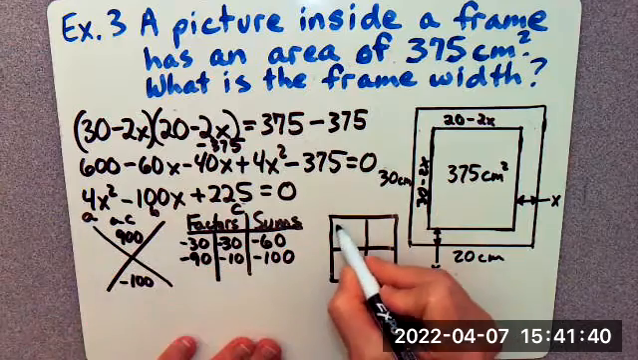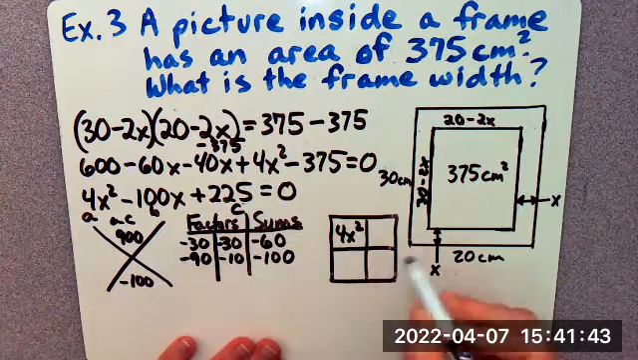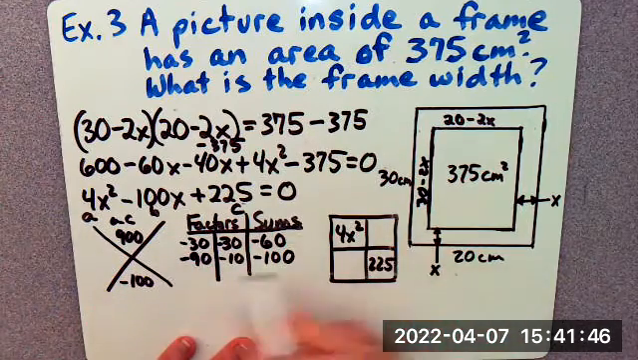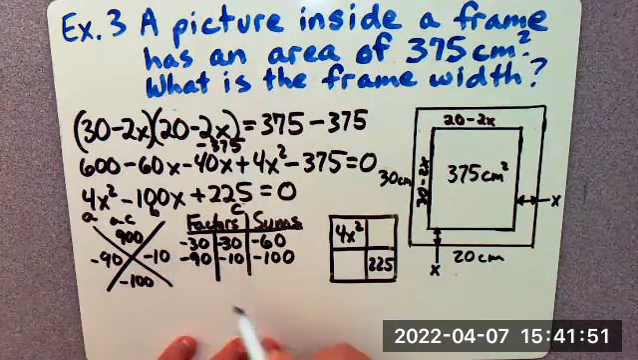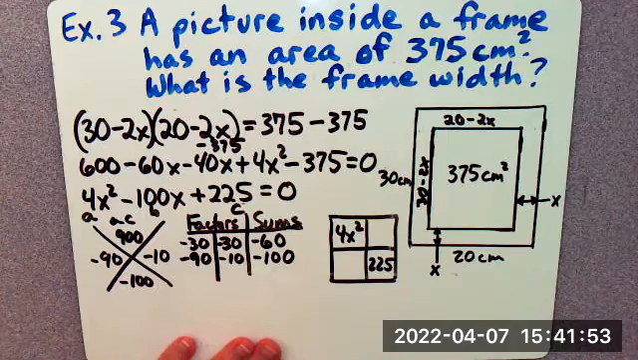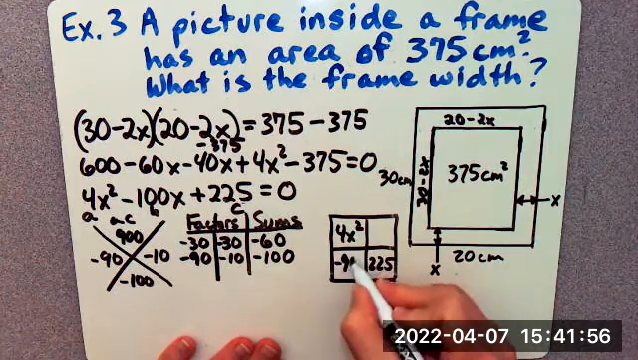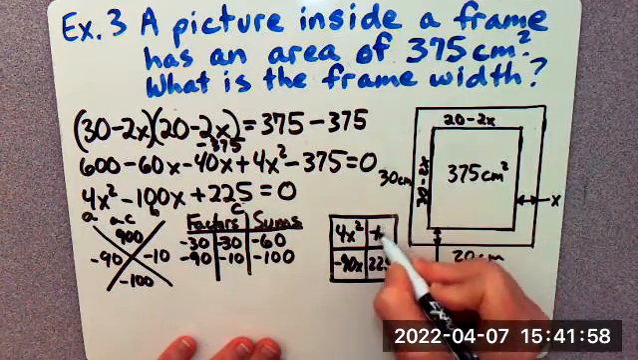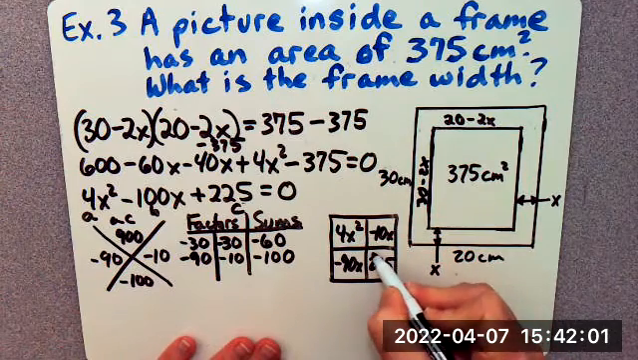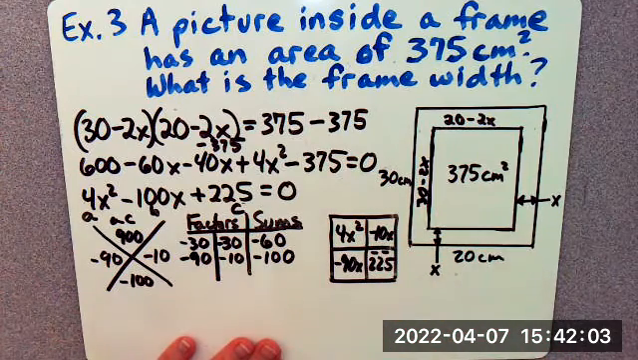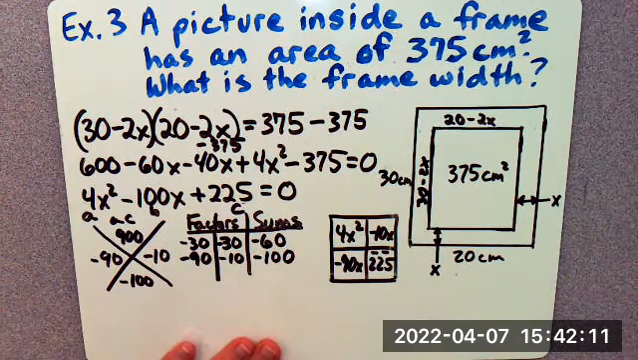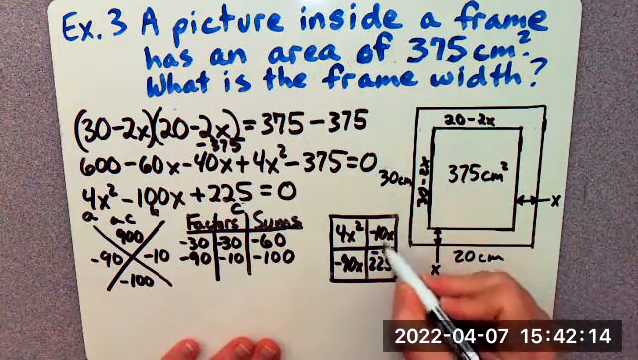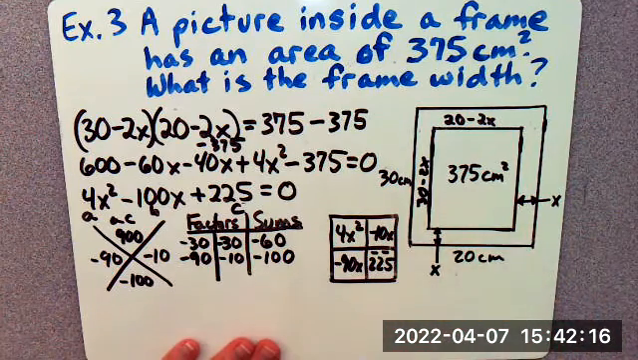So our first term's 4x squared. The last term's 225. Then we have the negative 90 goes here, negative 10 goes here from this here. And so we put negative 90x, negative 10x. And remember, this was a negative times a negative to make that 225, okay? So we're going to put that there so we have those to distribute.